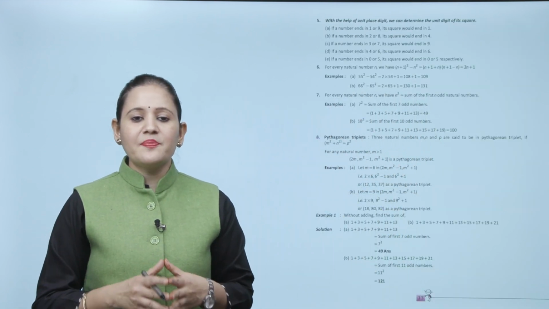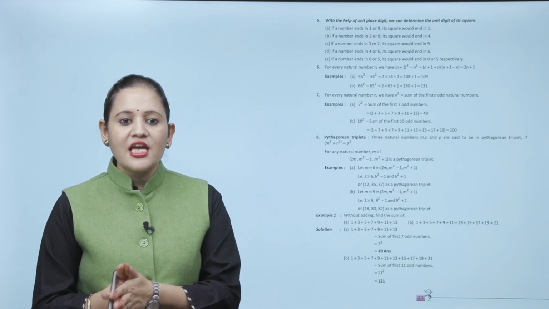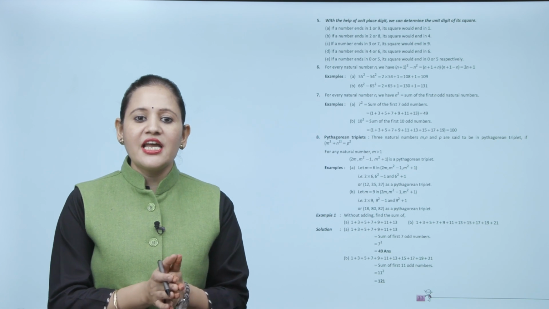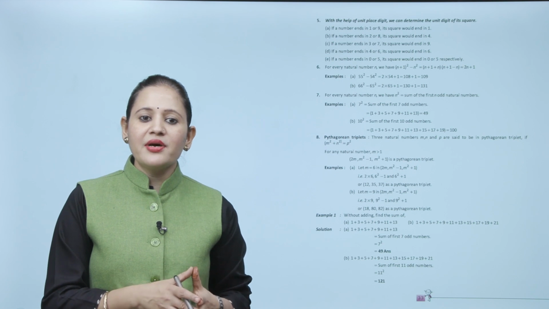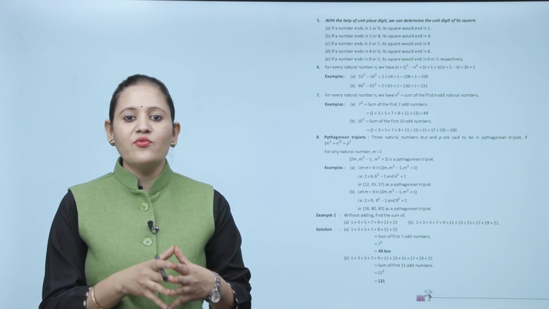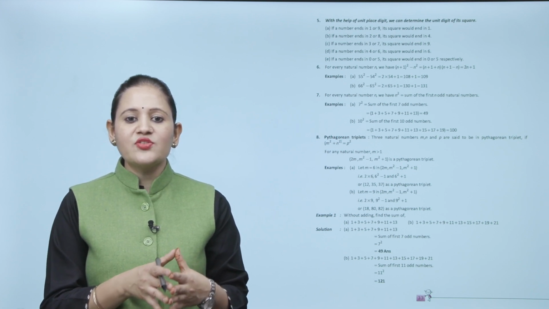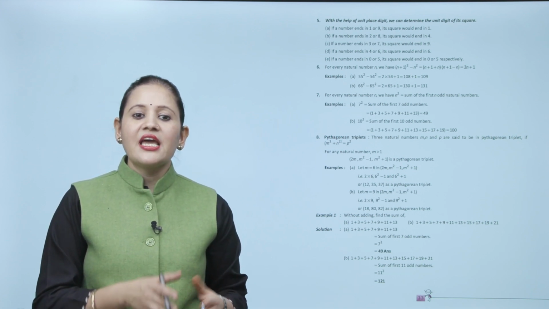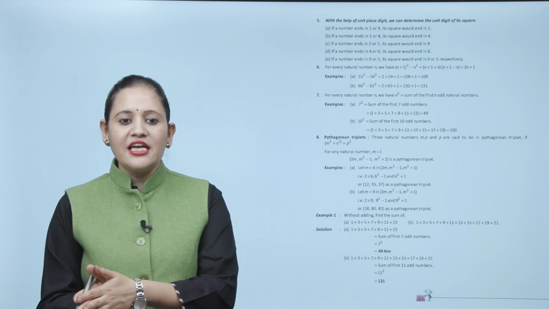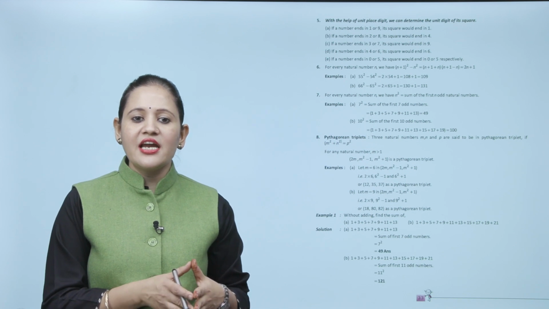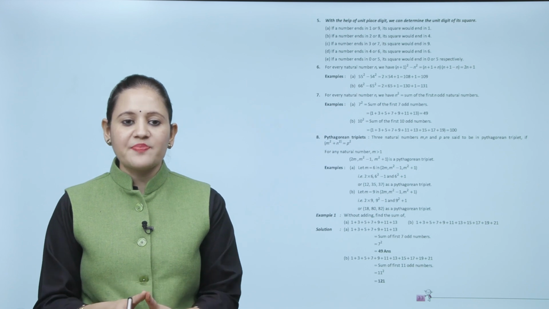With the help of the unit place digit, we can determine the unit digit of a square. If a number ends with 1 or 9, its square would end in 1. If the number ends with 2 or 8, its square would end in 4. If a number ends with 3 or 7, its square would end in 9. If a number ends with 4 or 6, its square would end in 6. If a number ends in 0 or 5, the square would end in 0 or 5 respectively.